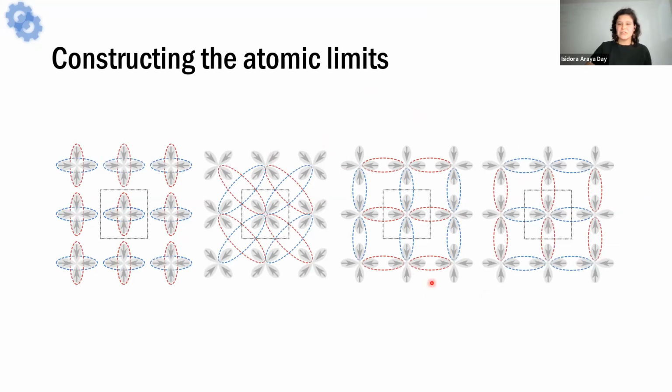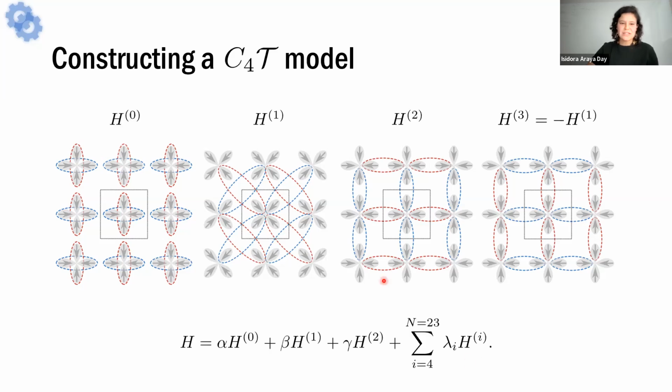And now to test the invariant, we should consider a general C4T model, or as general as possible. And we do that by weighing each atomic limit. So here, for example, this one we call H0, H1, H2, and H3, which is minus H1. And we weigh them with different coefficients, and we add terms that break any other symmetries that are not C4T, such that we obtain a Hamiltonian that can reproduce all atomic limits and that doesn't have any additional symmetries.